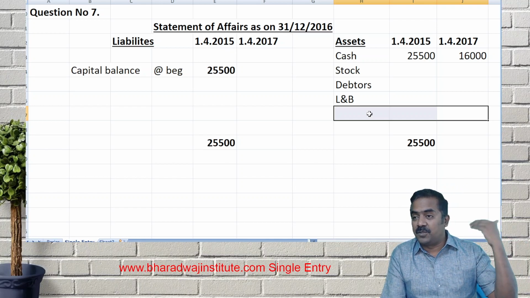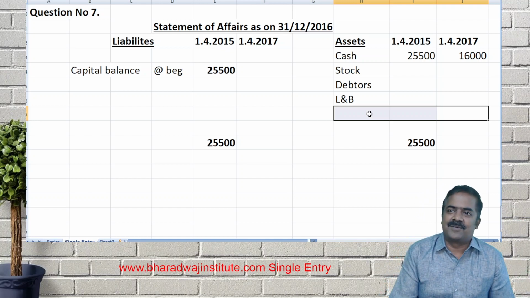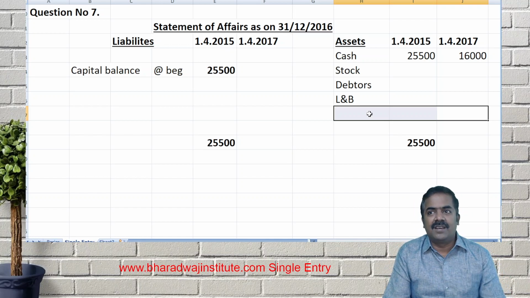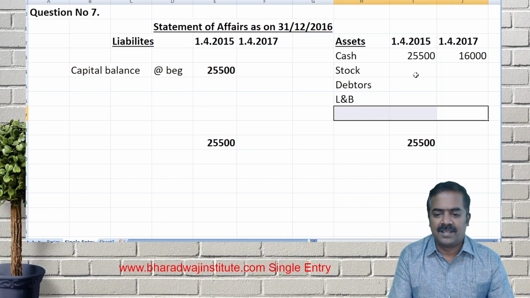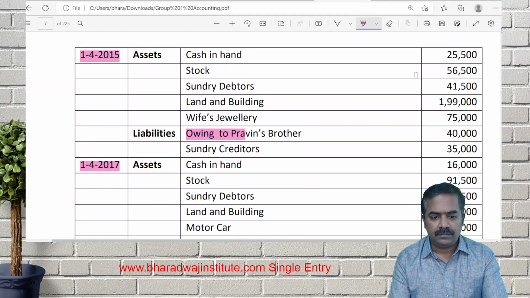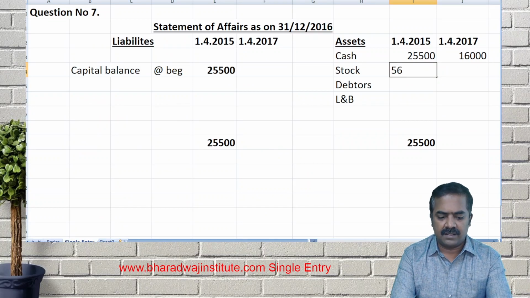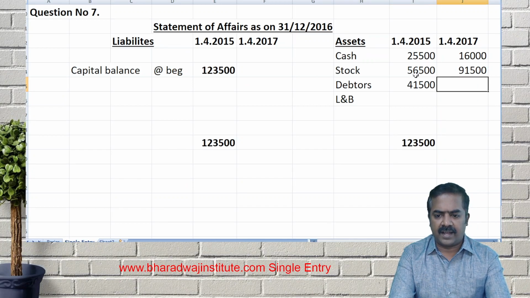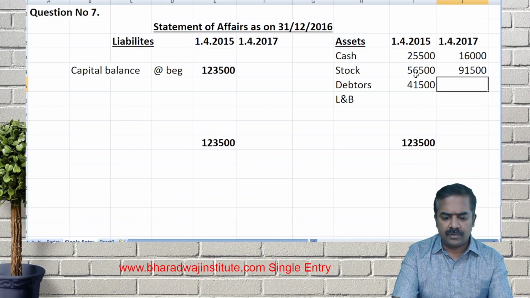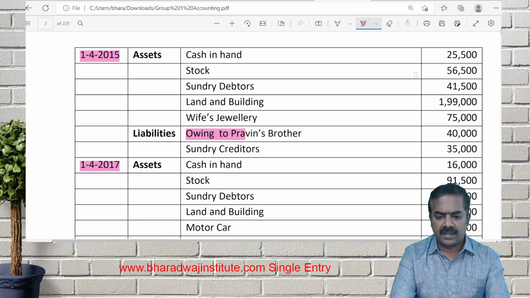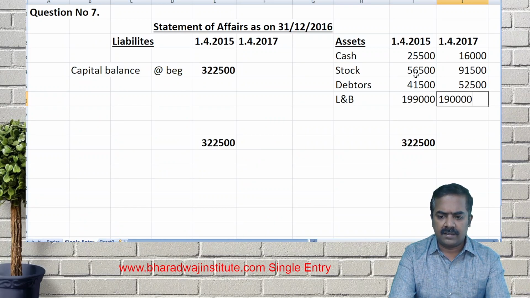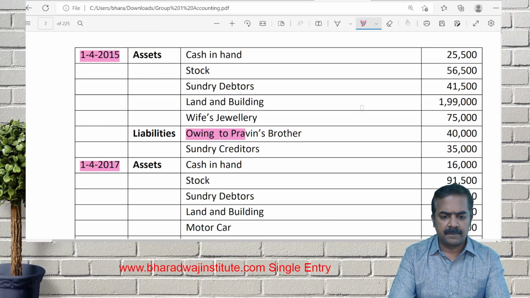You may have personal investments, your own personal articles, which may be jewelry, watch, car. Can you show it in balance sheet? No. We are preparing balance sheet for the business. That is the business entity concept. Stock. What is the stock value? 56,500. And which one? 91,500. Debtors 41,500 and 41,500 and 52,500. Land and building 1,99,000 and 1,90,000.